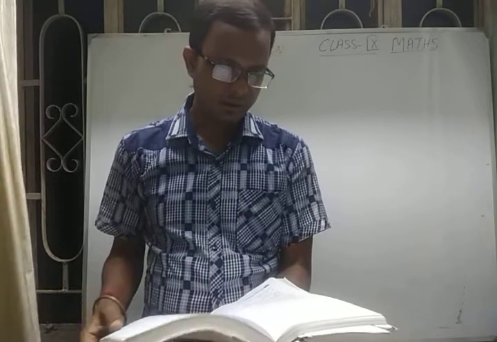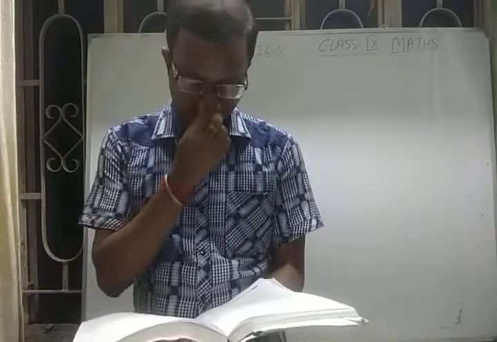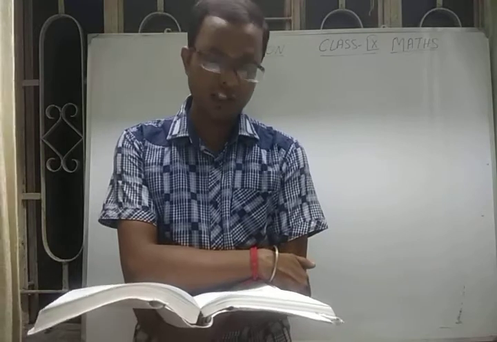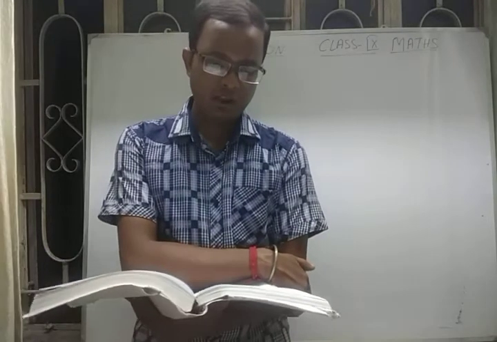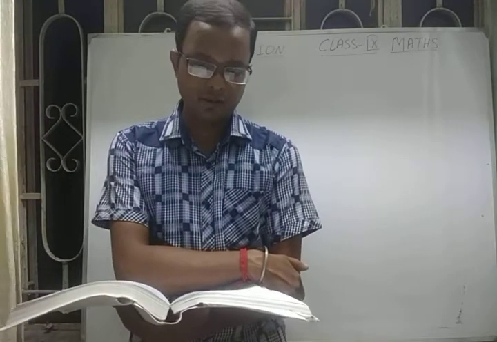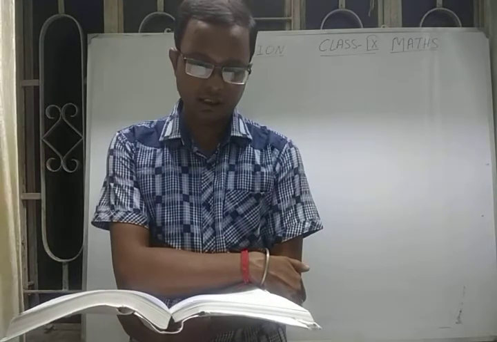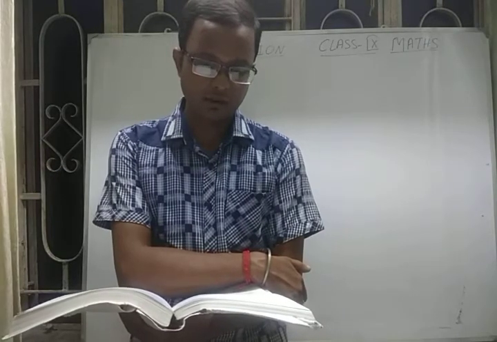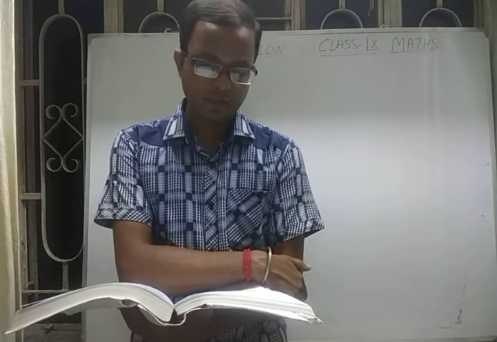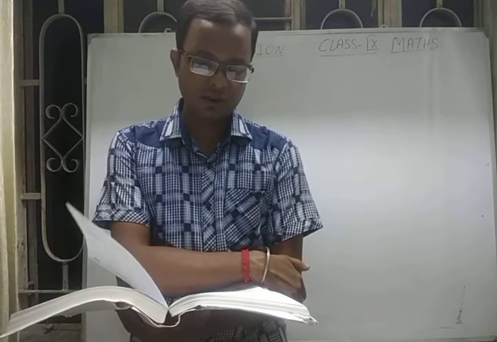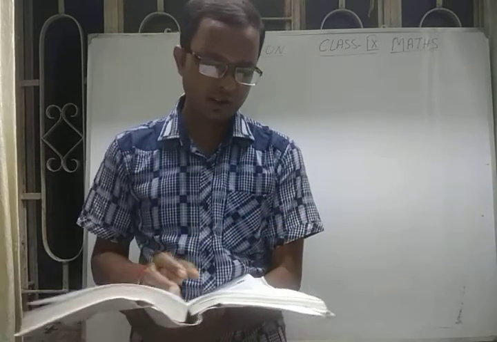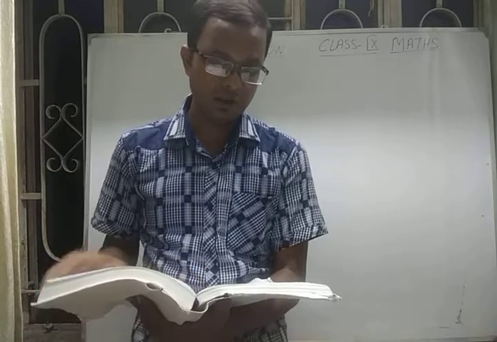See, the question is: in the given adjoining figure, AB and AC are two sides of a triangle which are equal to each other, and D is the midpoint of the side BC, and also use the SSS rule. You can do this sum. I will do question number 9.